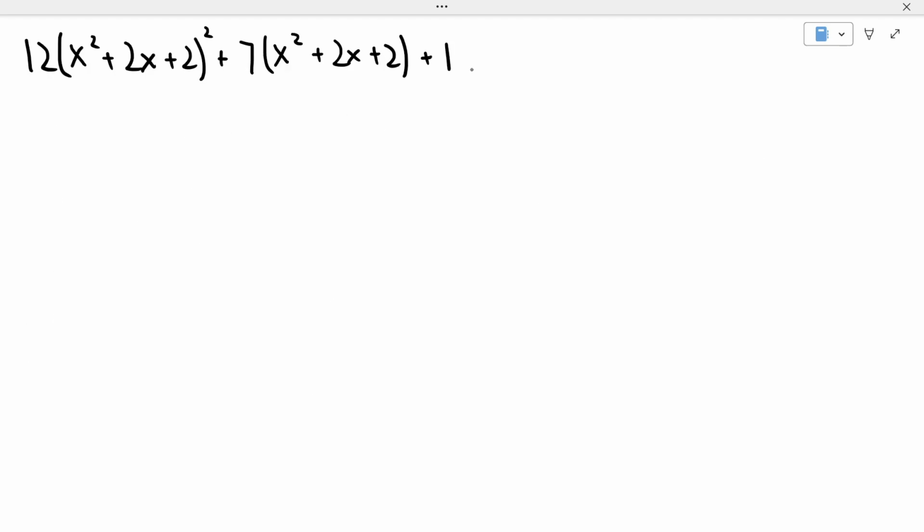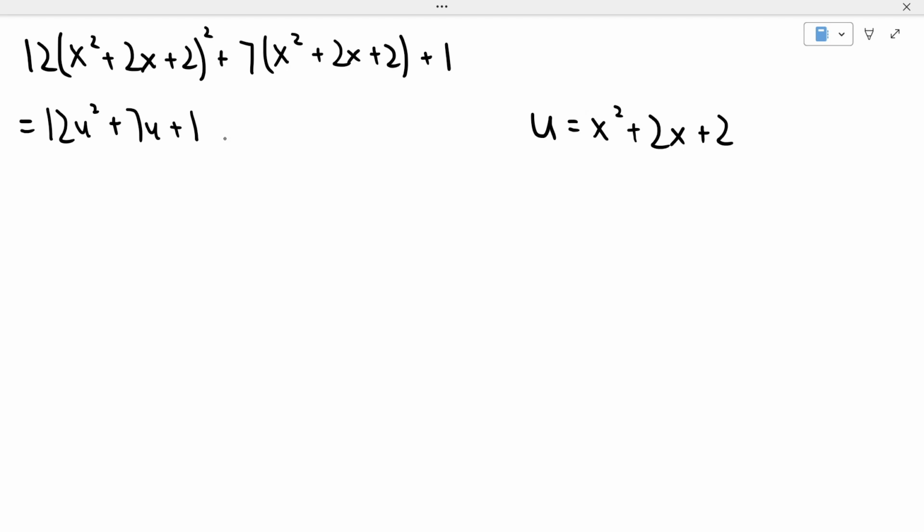So here's another one. How do we factor 12 times (x squared plus 2x plus 2) all squared, plus 7 times (x squared plus 2x plus 2), and then plus 1? So we see a lot of x squared plus 2x plus 2 terms, so we can do a substitution and let u equal x squared plus 2x plus 2. So if we substitute for u whenever we see an x squared plus 2x plus 2, this expression becomes 12u squared plus 7u plus 1, and now this is just a quadratic trinomial, which we can easily factor.